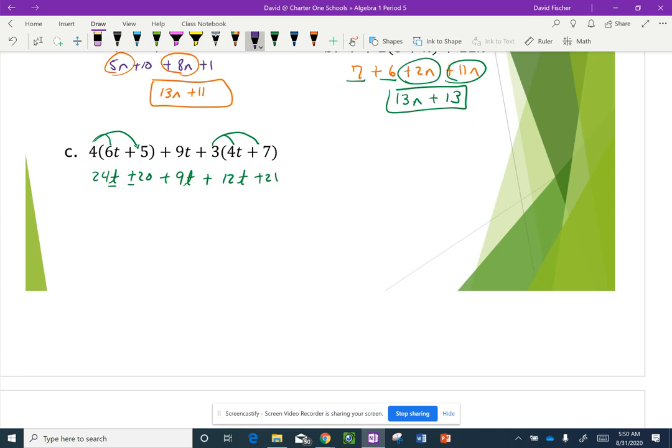Let's go ahead and start collecting like terms. My largest term here is t's, and I have a lot of them. I have 24 there, 9 there, 12 more there. So if I add them all up, look at my calculator, speed that one up. I'm getting 45 t's. Now on this one, let's do my units. I have 20 here and 21 there for a total of 41.